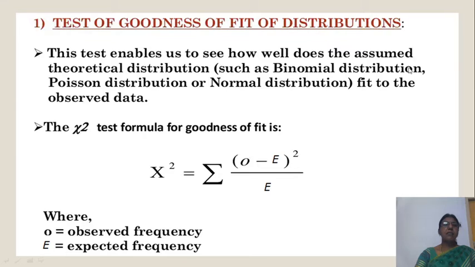The chi-square test formula we are going to use. The chi-square test formula for goodness of fit is chi-square equals sigma (O minus E) whole square by E. Here O is observed frequency and E is expected frequency.